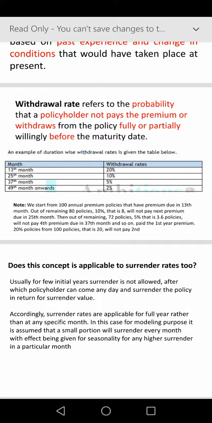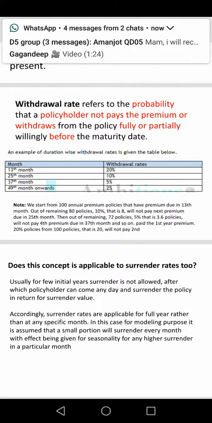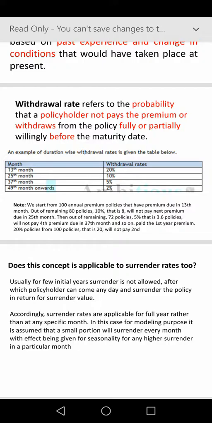In this example, you have two columns. One is month and the second is withdrawal rates. In month 13, you have 20%. What is this 20%? If the insurance company has around 100 policies at the start, there is a heavy chance that by the time you reach the 13th month, 20% of your policies will be discontinued. So out of 100, only 80 will be paying the premium.